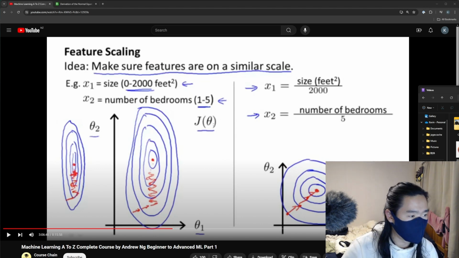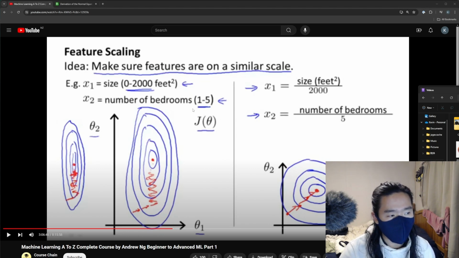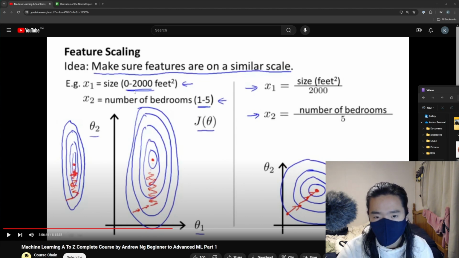So what happens here is, if you get, say, something like this, where x1 ranges in size between 0 to 2000 and x2 being, say, the number of bedrooms for a house, x1 being the size of the house, x2 being the number of bedrooms, 1 to 5, then some features will learn much faster and some features will learn much slower. So say, for example, this x1 is likely to learn a bit slower because the 0 to 2000 is just so much more distance to cover.